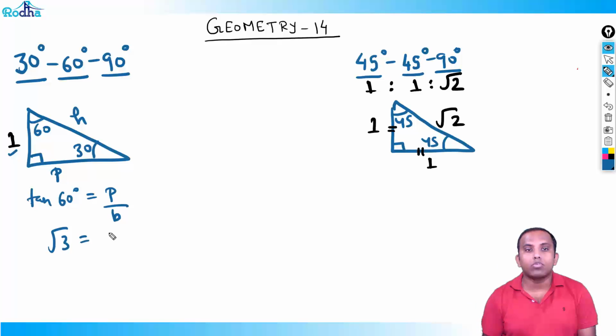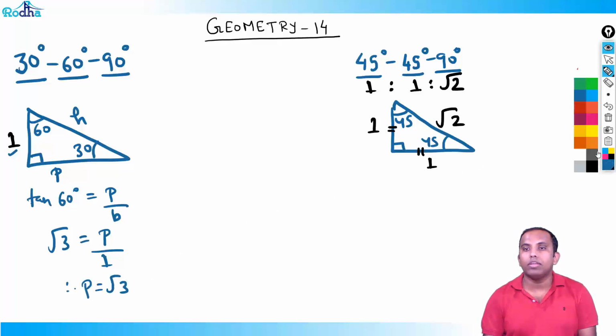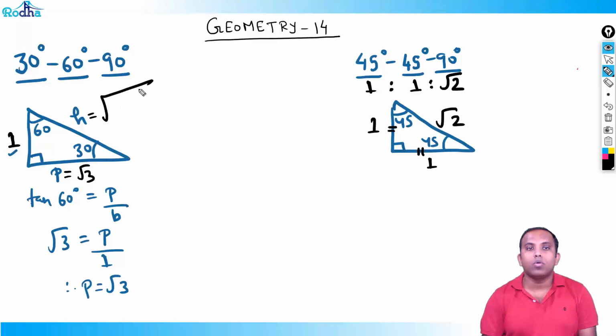So tan 60 is root 3, which is P upon B, and B I assume to be 1. Therefore, P is root 3. Then H is the square root of 1 squared plus root 3 squared. That means H becomes root 4, that is 2. So H becomes 2.